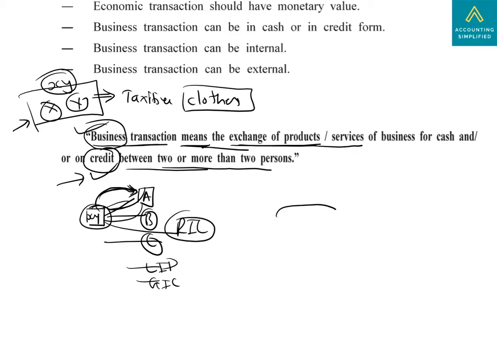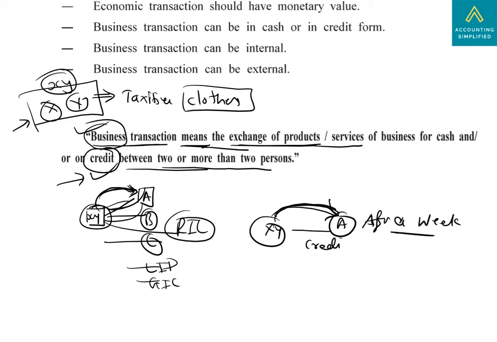For example, our firm XY is selling goods to Mr. A, right? So we have sold or transferred goods to Mr. A. But Mr. A said, sir, I will give you money after a week, right? We said, okay, don't worry. We are not in a hurry to get this money. Give us after one week, right? So now we have sold, but the cash has not come. So this is considered a credit transaction, right? Are you getting this point? Yes, sir, we are getting it.